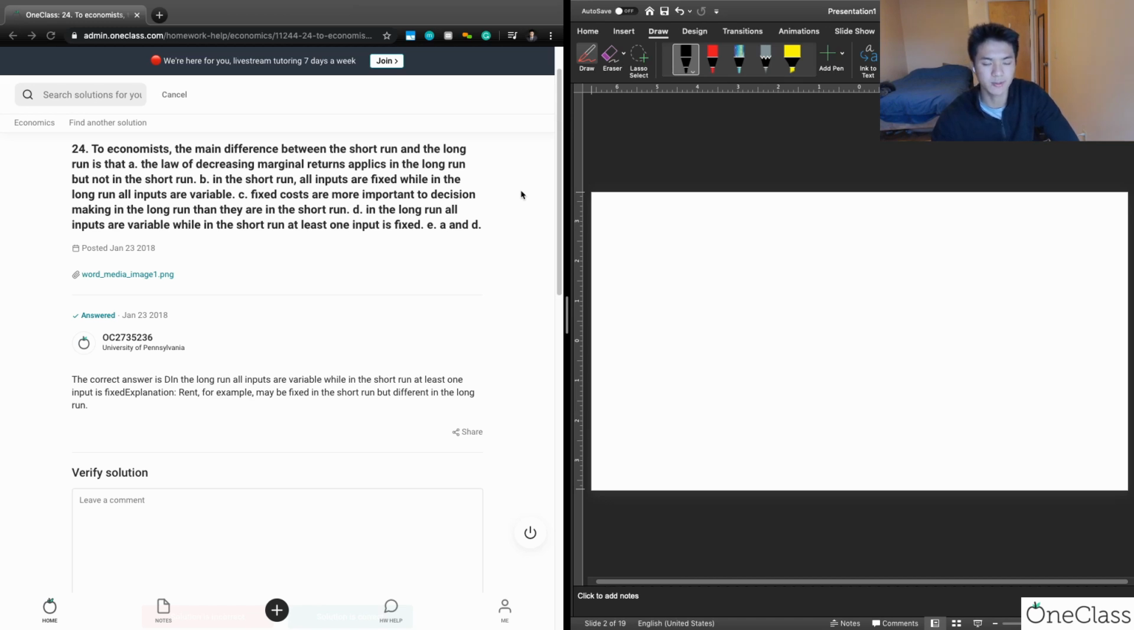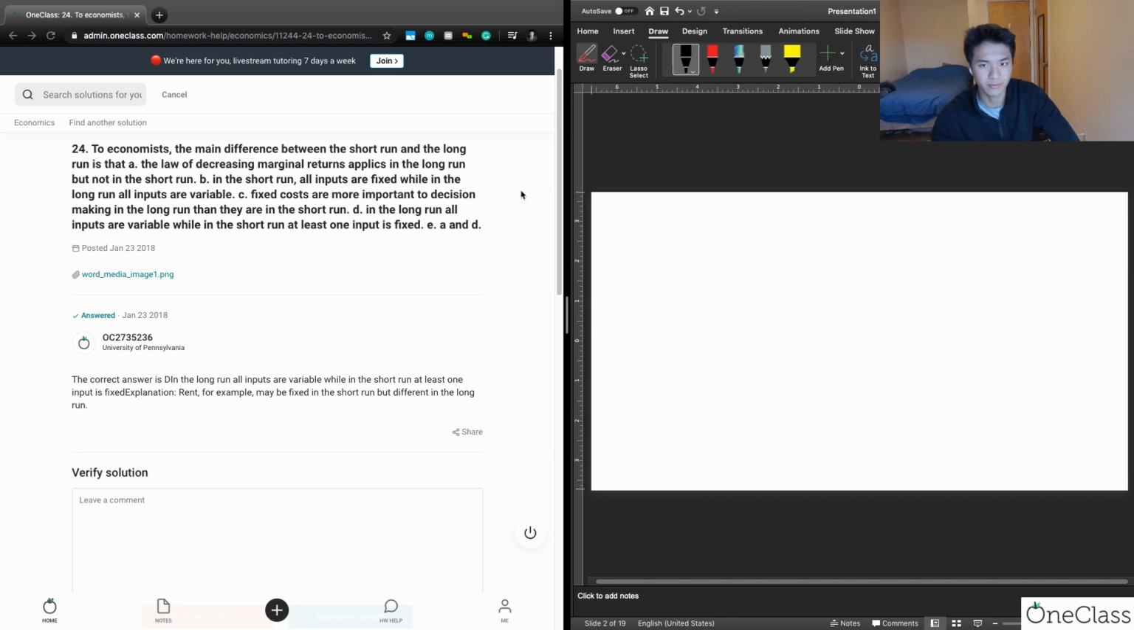And in the long run, what we expect to happen is that all inputs to production are going to be variable because in the long run, enough time has passed for you to seek out a new building and find a new building with a different amount of rent, or maybe negotiate a new contract with your landlord.